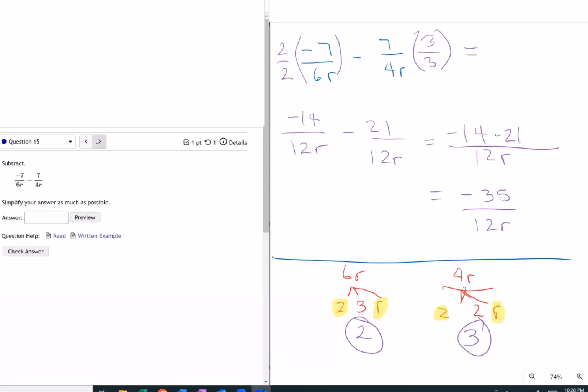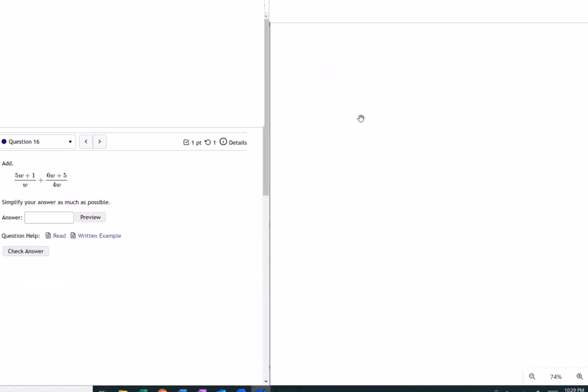35 is just 5 times 7, and neither 5 nor 7 are factors of 12. That is my final answer. Our least common denominator in this problem is 4. We need to multiply the fraction on the left by 4.